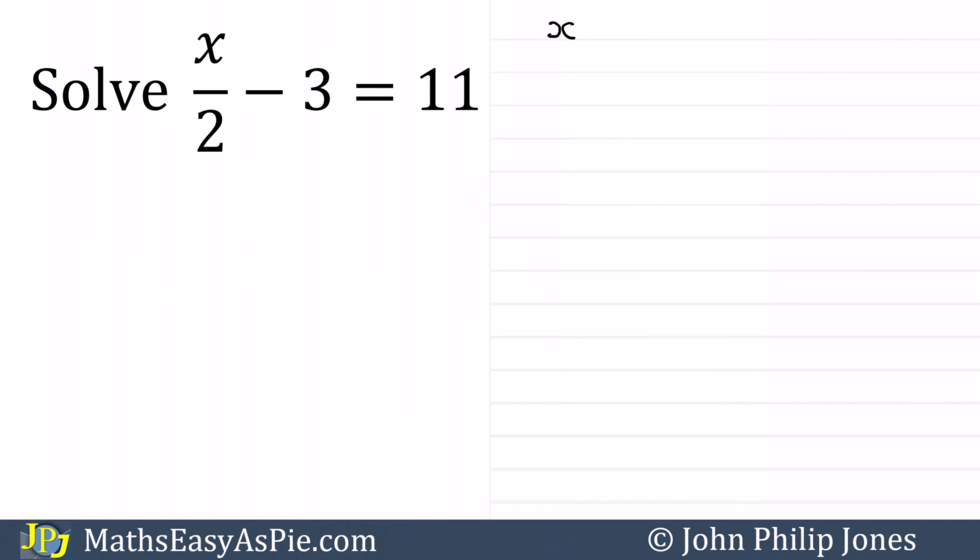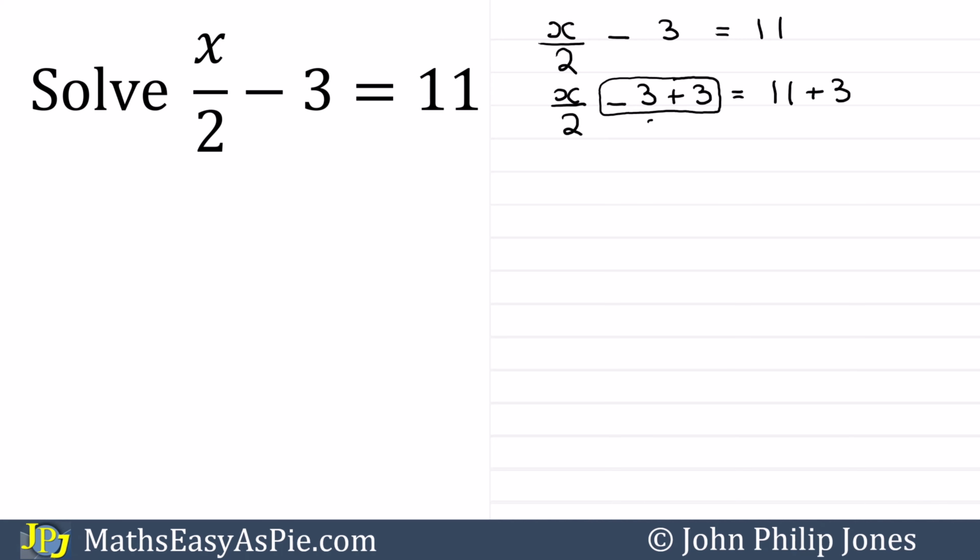We have the equation x divided by 2 minus 3 all equals 11. The first thing I'm going to do is to add 3 to both sides of this equation, as you can see here. Now, if we look at this, you can see we have minus 3 plus 3, which clearly equals 0. So on the next line, we can now write x divided by 2 plus this 0 equals 14. And of course, the 14 has come from the 11 plus 3.